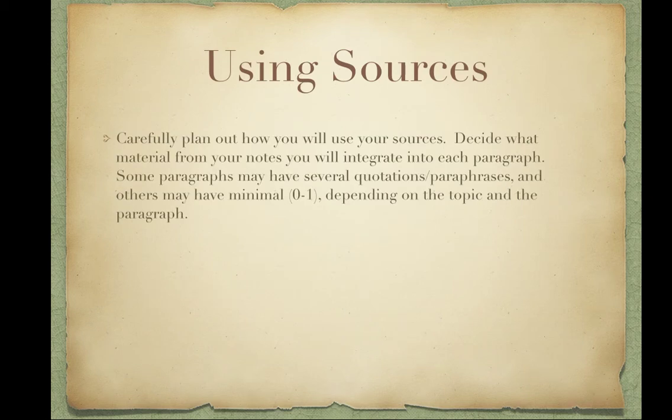This is part of the planning. You don't want to just say, oh, it's required that I use each source once. That's not going to be enough. You need to choose the best information from each source and carefully weave it into each paragraph. So I suggest that you look at your note cards or whatever form of note-taking you've done and figure out what's going to go in what paragraph and add to your outline that way. Some paragraphs may have several quotations or paraphrases, and others may have minimal, depending on the topic and the paragraph. It's really going to help you to review the example essays I've posted to see how they cite sources as well.